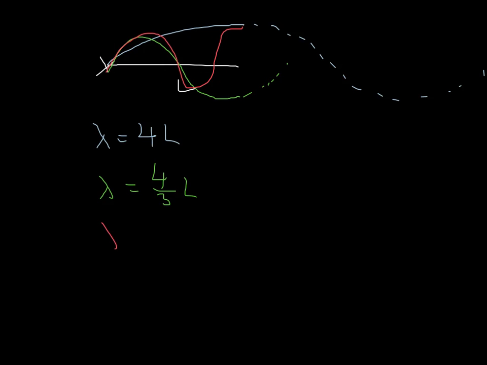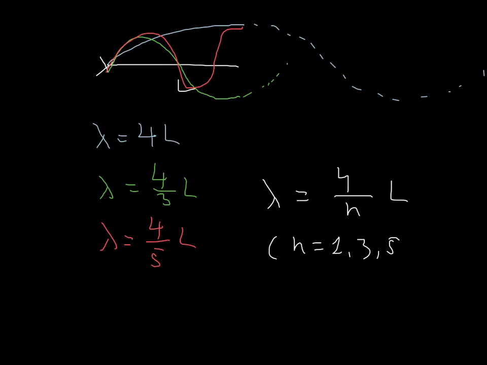So let's write that down. Lambda equals 4/5 of L. And hopefully you've seen a pattern already, right? We got that lambda has to be equal to 4/n of L. Now you can write it like this, where n equals 1, 3, 5, etc. And that's the way the book does it.